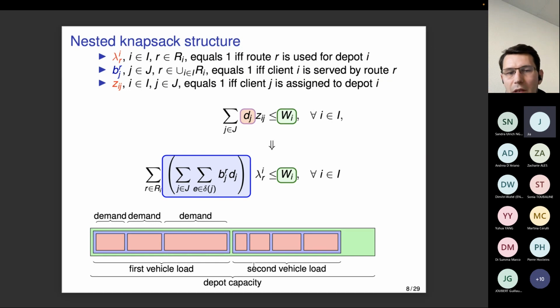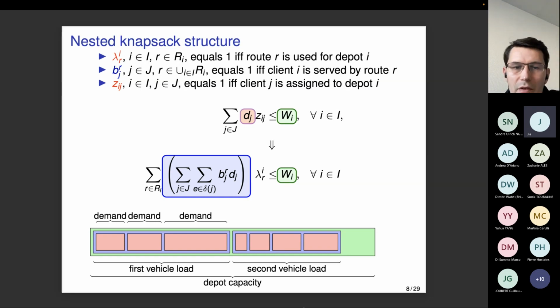But there is also a second level knapsack here. It's when we assign clients to the route, to the vehicle. The total demand of these clients cannot exceed the capacity of the vehicle. And so we have here a two level knapsack structure. We assign clients to the vehicles, which have a certain capacity, and then we assign the vehicles to the depots, which also have a certain capacity.